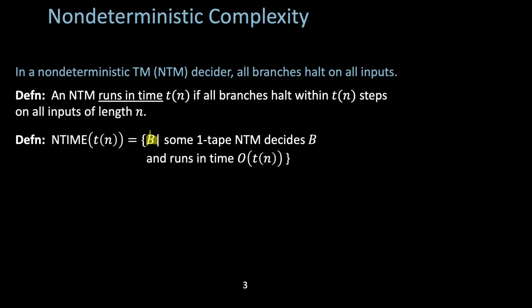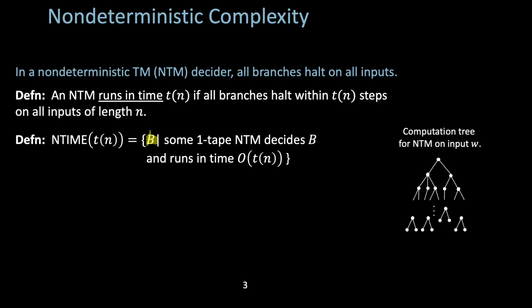Previously, we were thinking of B as strings, and now we're starting to think about problems and algorithms, so we are starting to take those problems, converting them into strings, and making that connection between languages and problems or algorithms, which are probably a little bit more natural to think about. Now, an NTM runs in time T of n if all branches halt within T of n steps. That creates this computation tree.